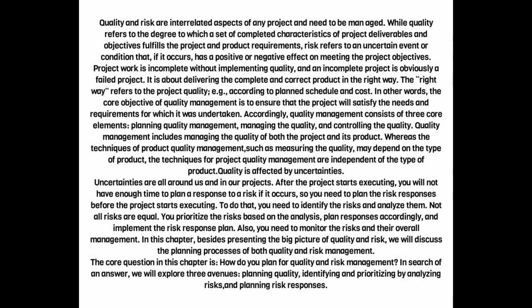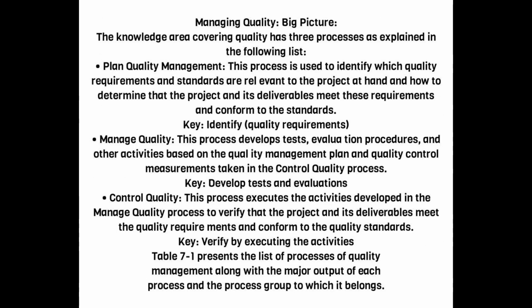In search of an answer, we will explore three avenues: planning quality, identifying and prioritizing by analyzing risks, and planning risk responses. Managing quality, big picture. The knowledge area covering quality has three processes as explained in the following list. Plan quality management. This process is used to identify which quality requirements and standards are relevant to the project at hand and how to determine that the project and its deliverables meet these requirements and conform to the standards.